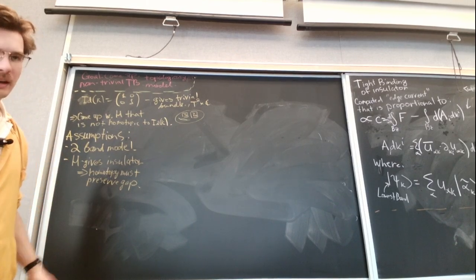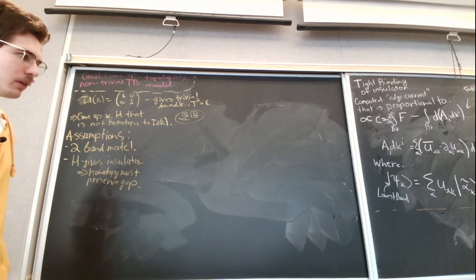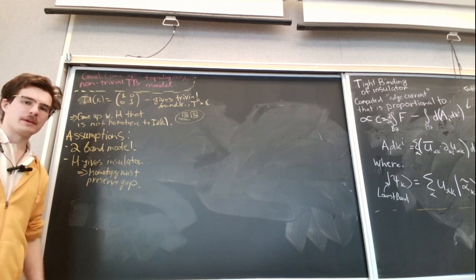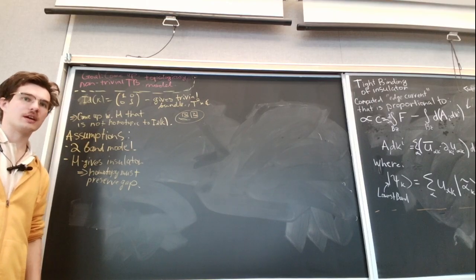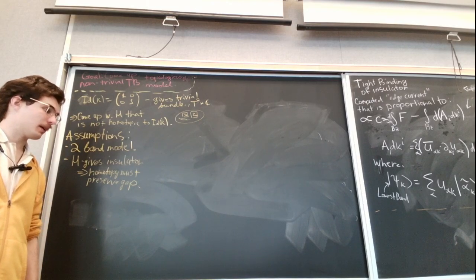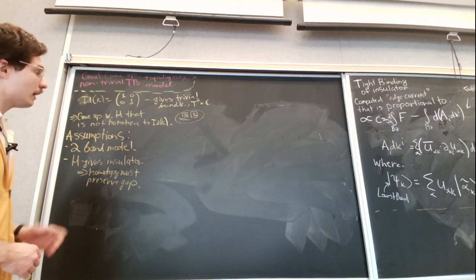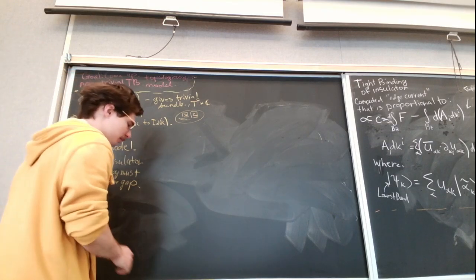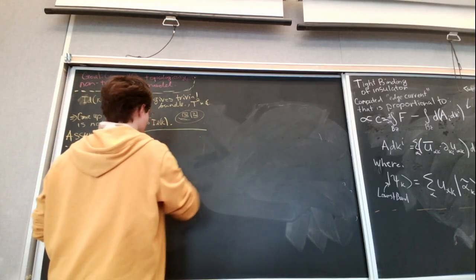Okay. And I mean, we've said this before. Why are we looking at a two-band model? Because it's very easy to compute things with a two-band model, and people understand things that happen for a two-band model really well. So let's first state some known facts about a 2 by 2 Hamiltonian.